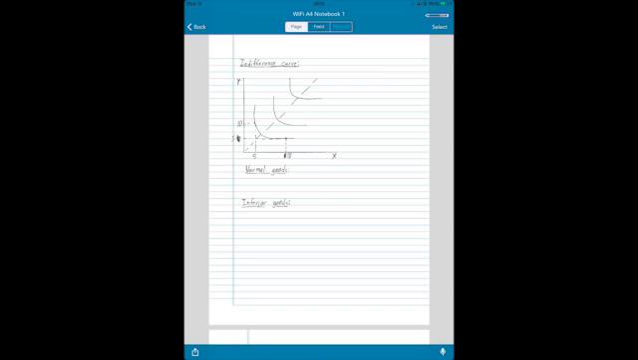Next, we'll be talking about normal goods and inferior goods. Normal goods are any goods for which the demand increases when income increases and falls when income decreases, but the price remains the same. Now, as opposed to normal goods, we have inferior goods. Inferior goods are any goods whose demand declines when income rises. In other words, demand for inferior goods is inversely related to the income of the customer.